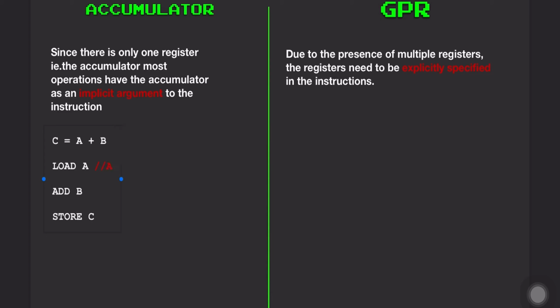Load A. This loads the memory address of A into the accumulator. Add B. B is added to the existing value of the accumulator. Store C. The value of the accumulator is now stored in C.